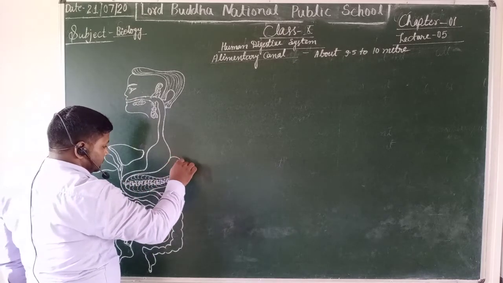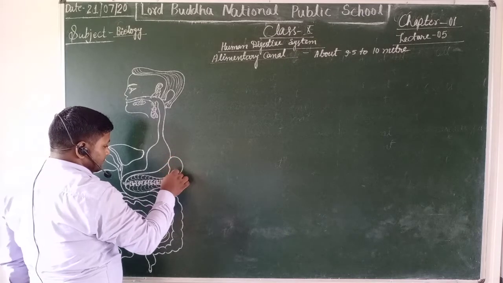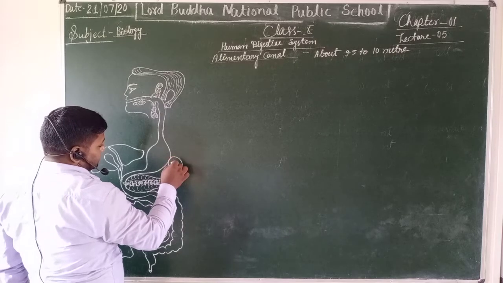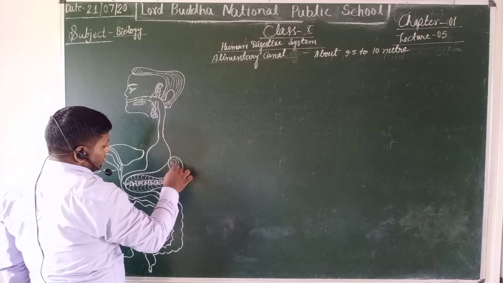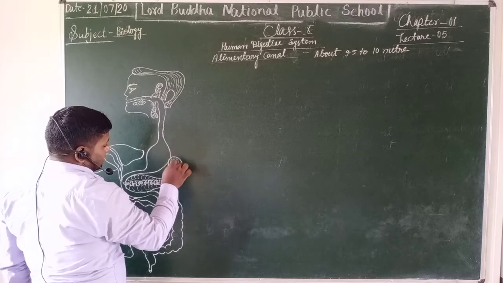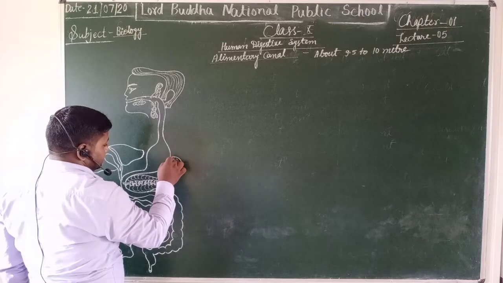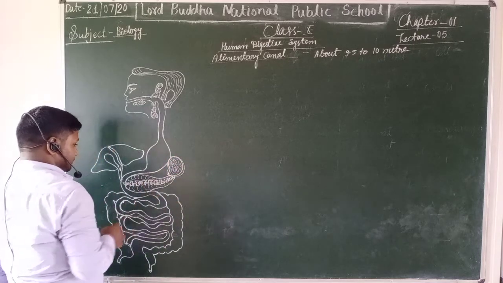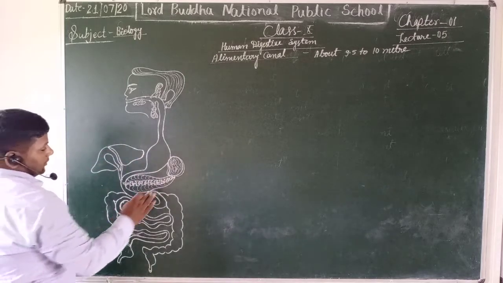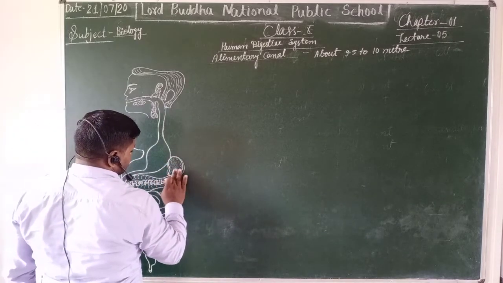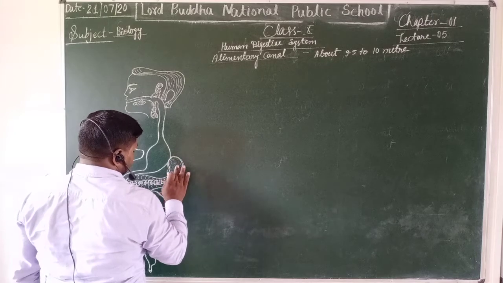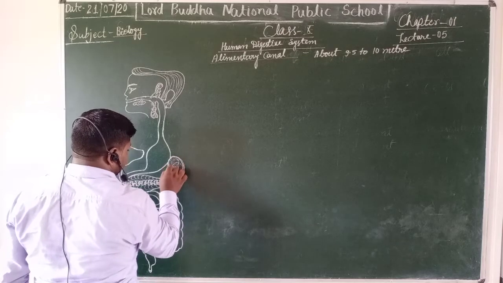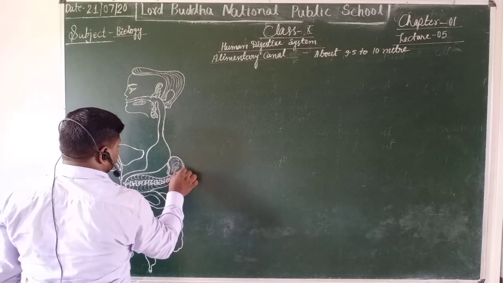One more organ is present in which oxygenated blood always flows, and it is also known as the blood bank of our body. Yes students, this structure is the spleen, in which oxygenated blood always flows, and it is regarded as the blood bank of our body.